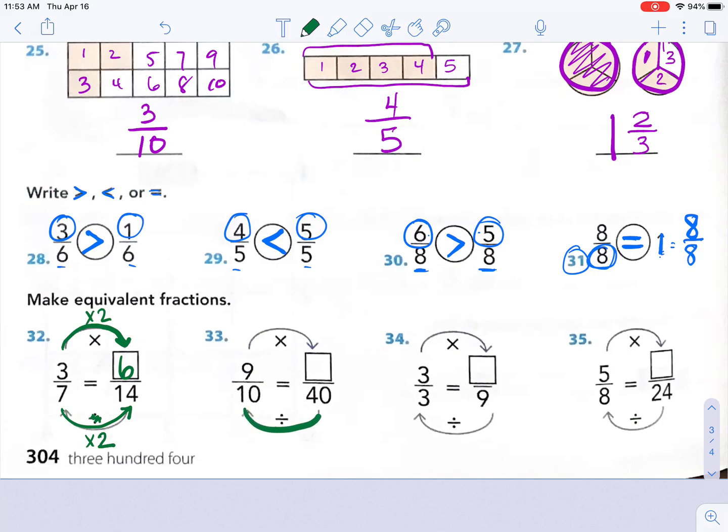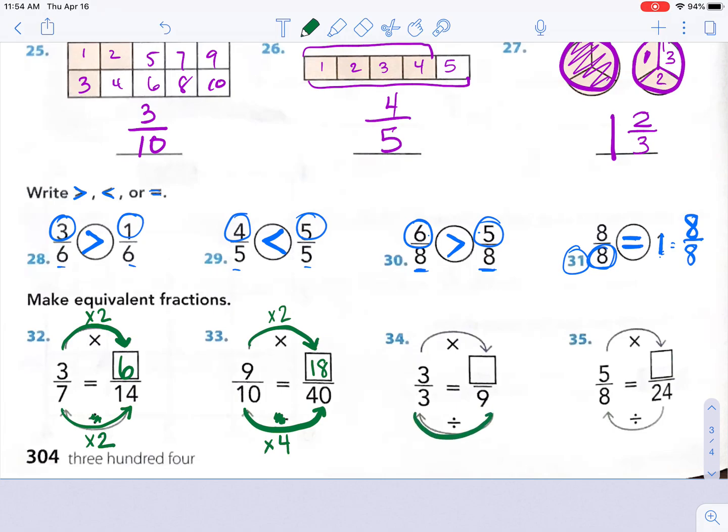Okay, let's go this way again. Change your arrow. Get rid of that times. 10 times what equals 40? 10 times 4. Remember, anything times 10, add a 0 to the end. So 4 times 10. And then what I do to the bottom, I also do to the top. So 9 times 2 equals 18. So 9/10 is the same as 18/40. Wow, that would be lots of slices on a piece of pizza, for sure.